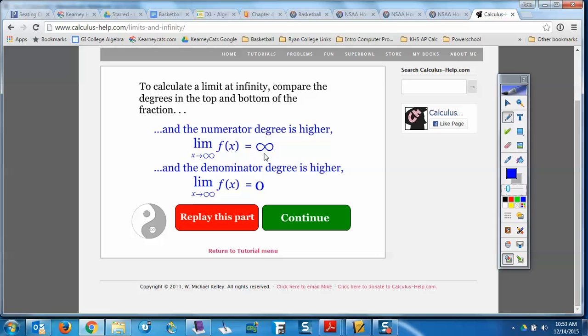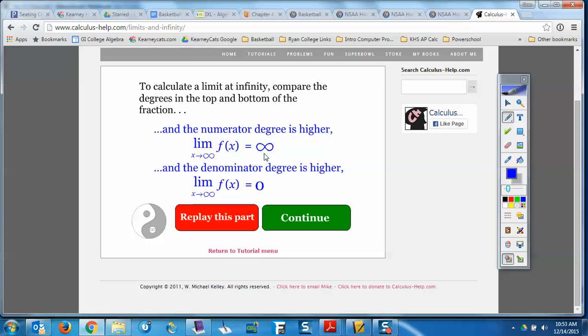X squared. What happens to that as x gets really big? It gets really, really big. So the answer would be infinity. Actually, the answer would be does not exist, and then you could say infinity, right? So that's what he says here. If the numerator degree is higher, then the answer is infinity. Technically, it does not exist, and then infinity, right?